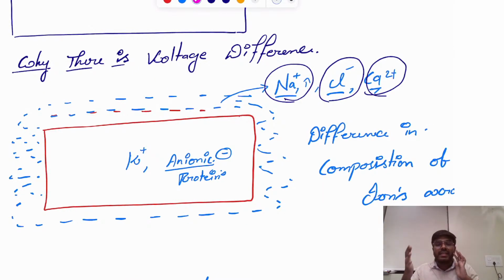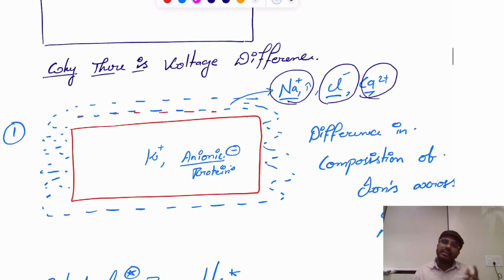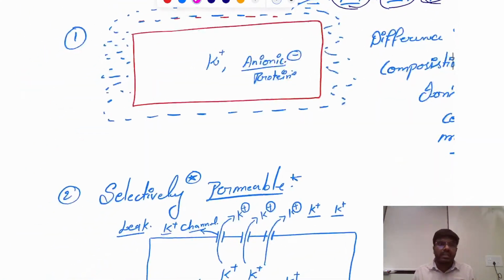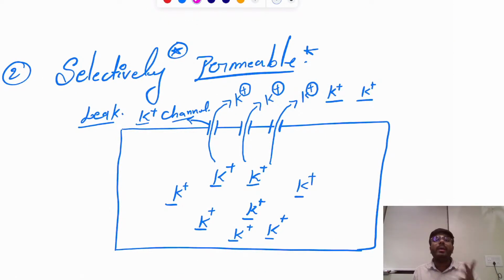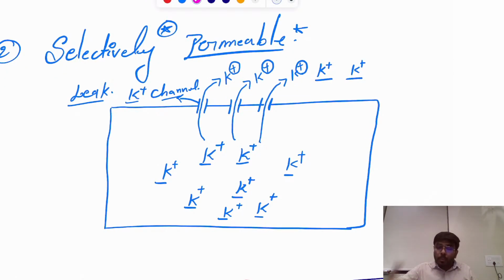Outside, more sodium, more chloride and more calcium are there; inside, more potassium and more anions are there. This difference in the composition of the ions contributes to the resting membrane potential. And the membrane is selectively permeable to different types of ions. Most of our membranes have leaky potassium channels, so more potassium is going out of the cell. As more positive charges go out, inside the cell there will be more negativity.